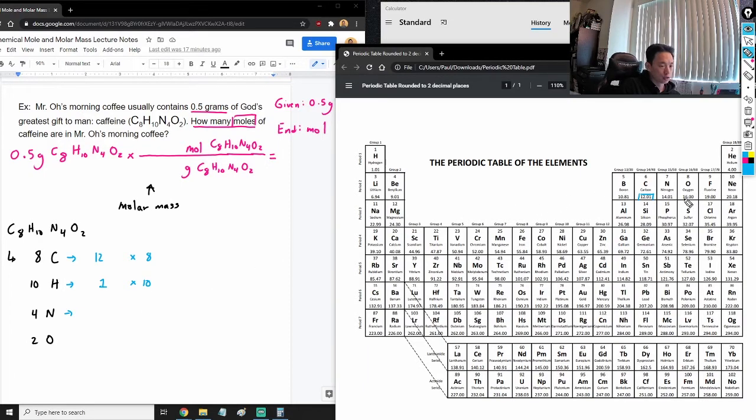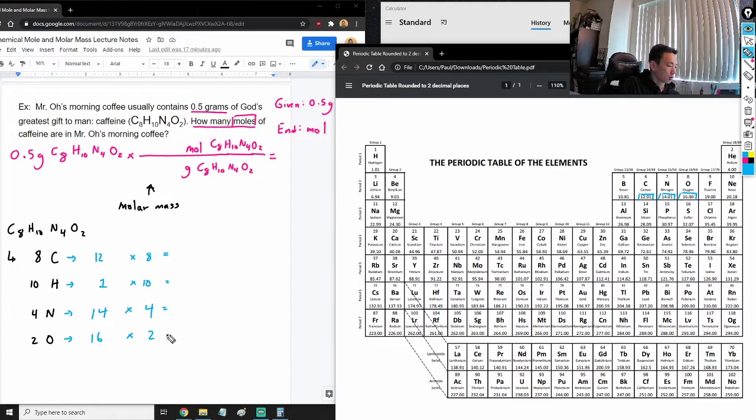For nitrogen, nitrogen is 14.01. Again, it's 0.01, so we're going to drop the 0.01. So we have 14 times 4. And then we have oxygen. Oxygen is 16.0, so we're just going to write 16, and then we're going to multiply that by 2.